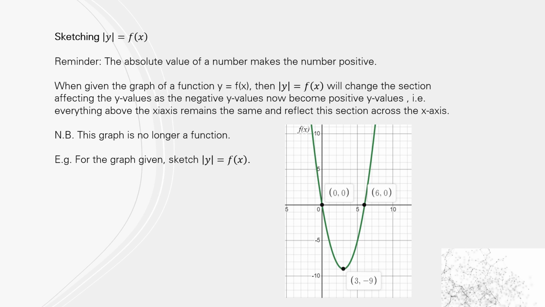And for the final one, we're looking at the absolute value of y for the function. With this, we change the section. It affects the y values as the negative y values now become positive y values. That is, everything above the x-axis remains the same, and we reflect this section across the x-axis. So sketch the section that's above the x-axis and you reflect that across the x-axis. This graph no longer becomes a function because you have more than one y value for every x value.